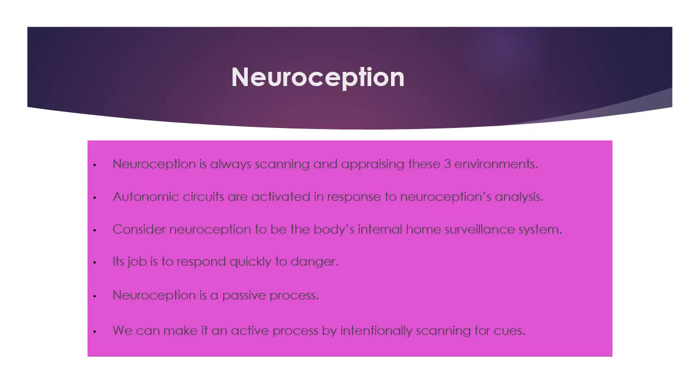As I just mentioned, neuroception is always scanning and appraising. As the autonomic circuits are activated in response to its analysis, we should consider neuroception to be the body's internal home surveillance system. Its job is to respond quickly to danger. It's a passive process, but we can make it active by intentionally scanning for clues.